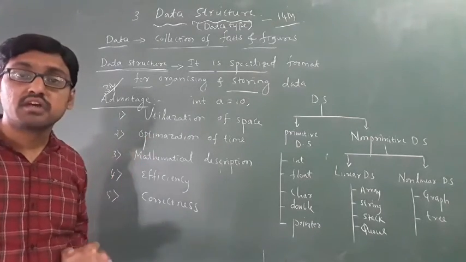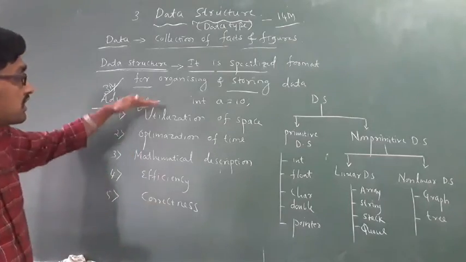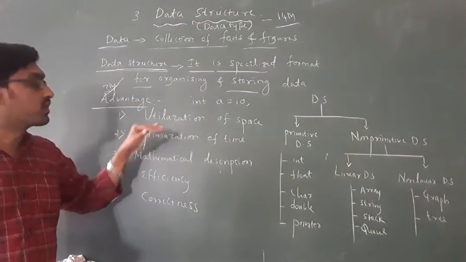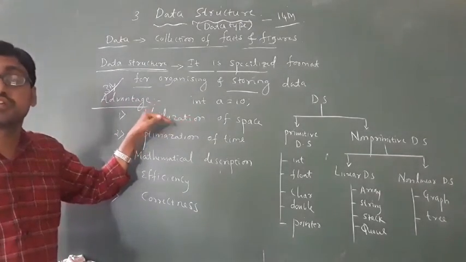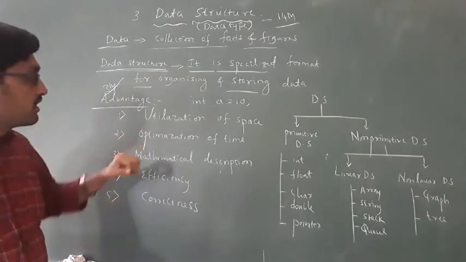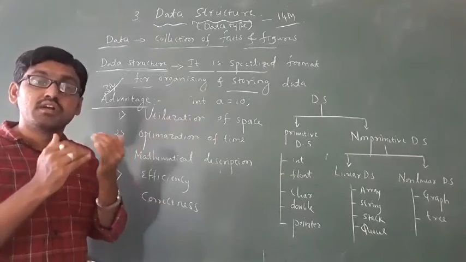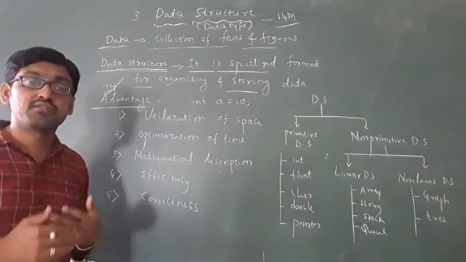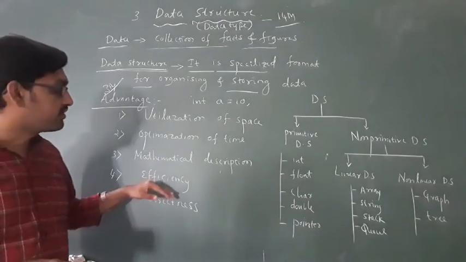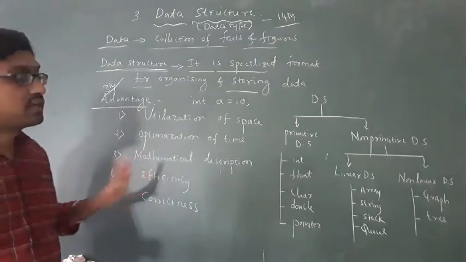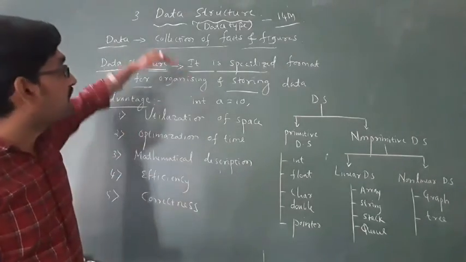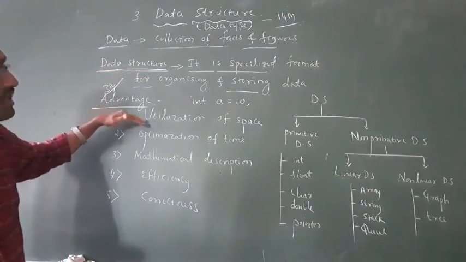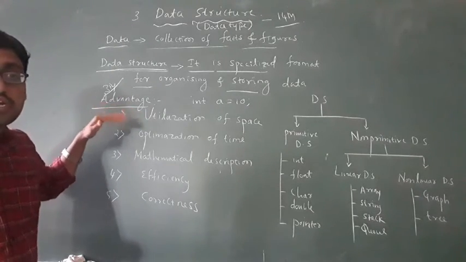It is asked for 5 marks and also for 3 marks. What are the advantages of a data structure? The first advantage is utilization of space, which means it saves our memory. Second, optimization of time means it reduces the time taken for processing. Then mathematical description means you can write different formulas by using data structures. Then efficiency, then correctness. These are the advantages. In that, first it will ask you to define data, then define data structure, then the third question is what are the advantages of data structure.